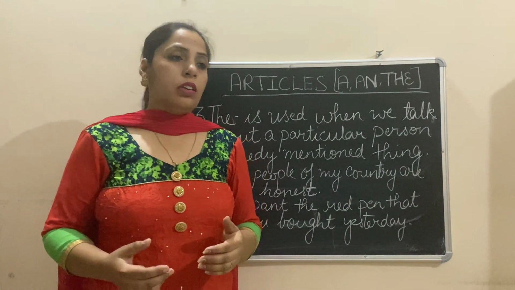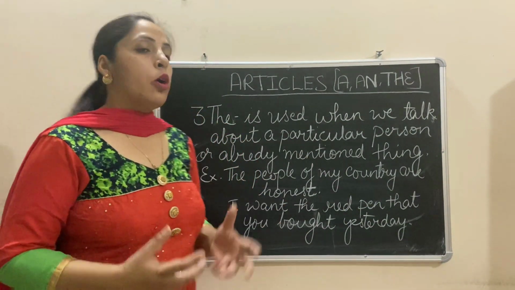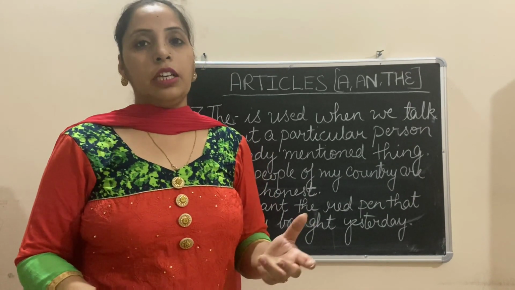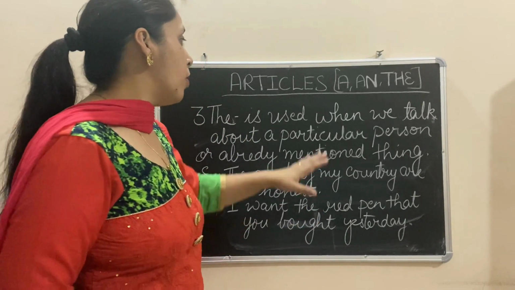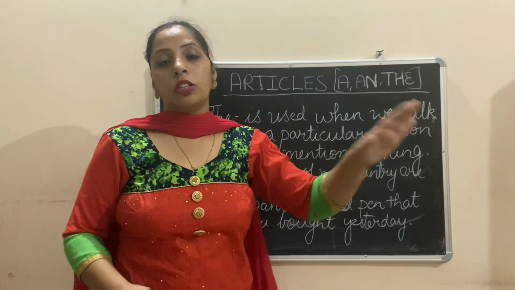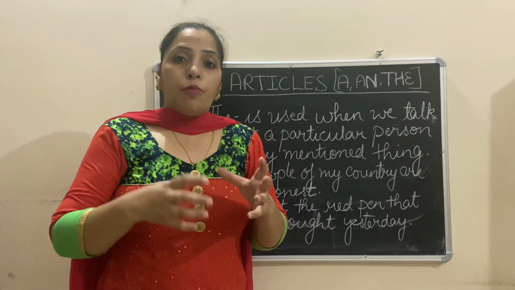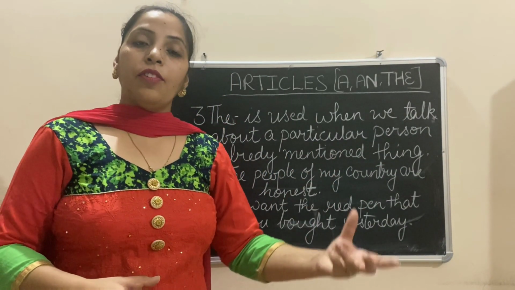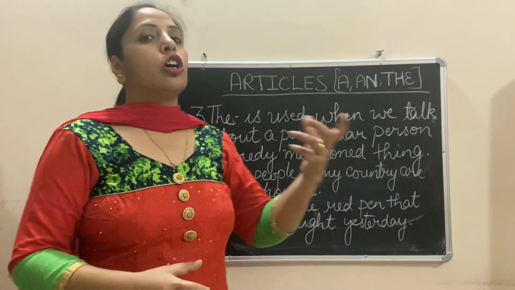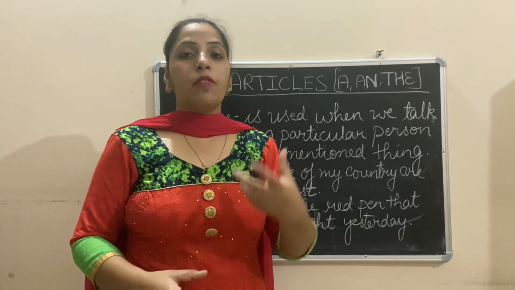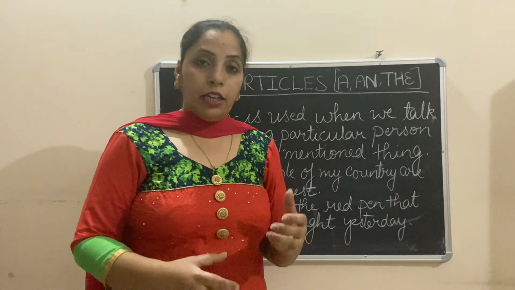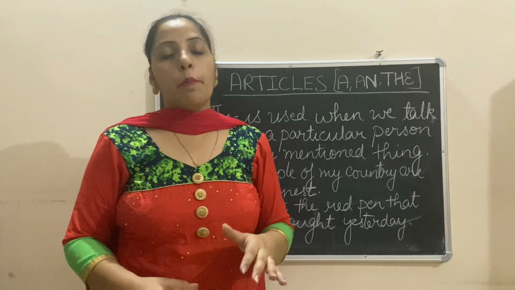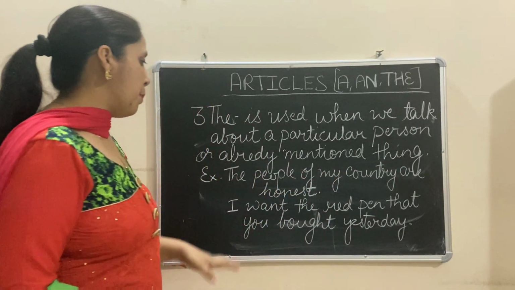The article the is used when we talk about a particular person or a thing that we have mentioned earlier. So what do you understand when we talk about a particular person or a thing? When we already know which person or what thing we are talking about, we are very sure about that thing, there we will use the word the. And second is when we are talking about a thing that we have already mentioned. So now let's take an example.